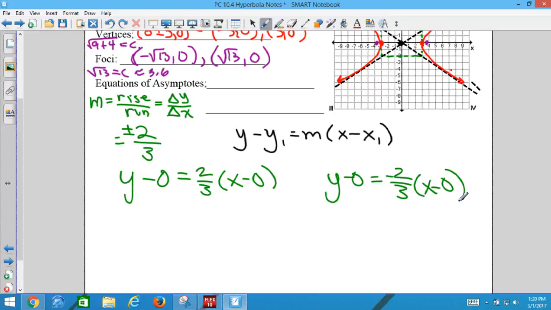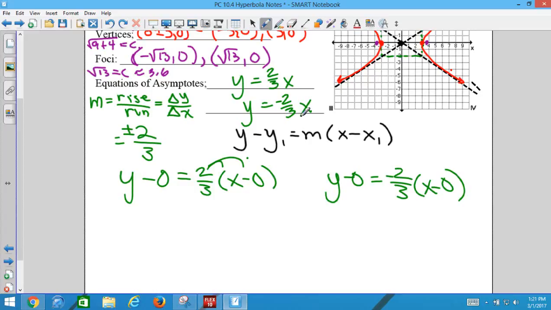And then we would distribute, and 0 doesn't change anything. We're going to get y equals 2/3 x, and y equals negative 2/3 x. What's our y-intercept for the asymptote? Y equals mx plus b. What is the b? 0. And does that make sense with my graph? Yeah. So you kind of want to make sure that your asymptotes fit the graph, just in case you make a silly mistake. Okay?